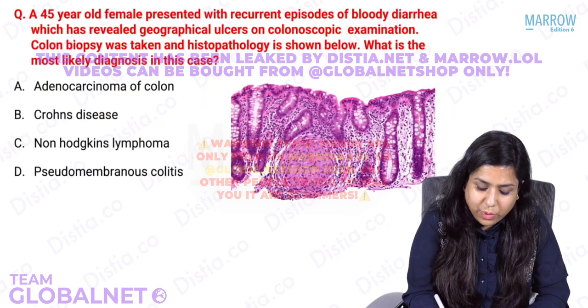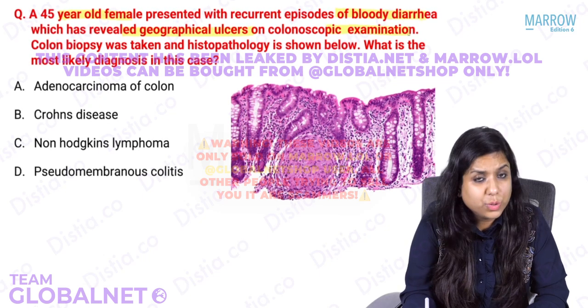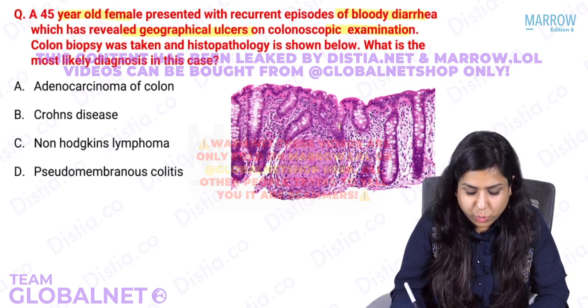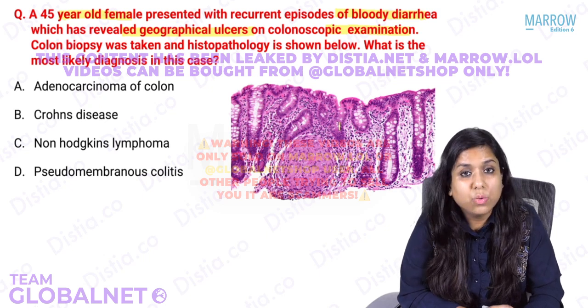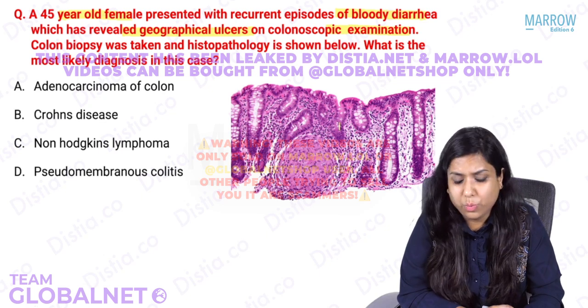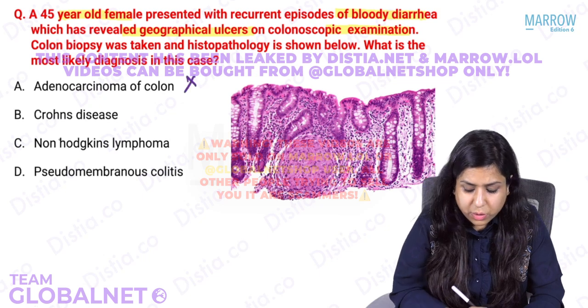A 45-year-old female presented with recurrent episodes of bloody diarrhea which has revealed geographical ulcers on colonoscopic examination. The biopsy was taken and histopathology is shown. What is the most likely diagnosis, right? First option is adenocarcinoma of colon. Does it look like adenocarcinoma of colon? No. I can't see glands which are lined by pleomorphic cells. So wrong answer.